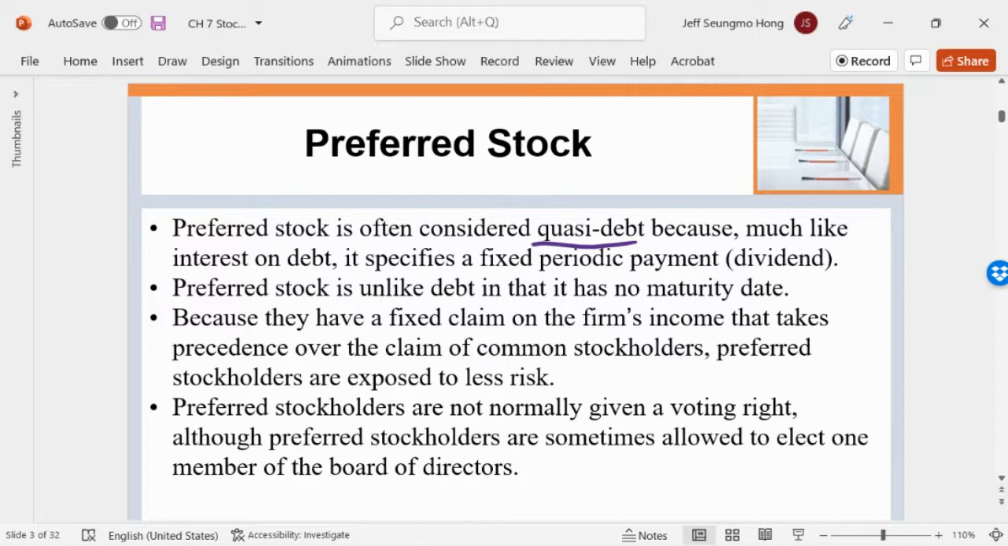And the preferred stock is unlike debt, however. It's not debt because it's a perpetuity. It has no maturity.